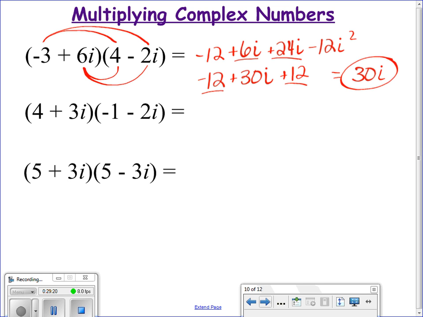All right. 4 plus 3i times negative 1 minus 2i. All right, so we'll distribute. 4 times negative 1, negative 4. 4 times negative 2i. 3i times negative 1. 3i times negative 2i.